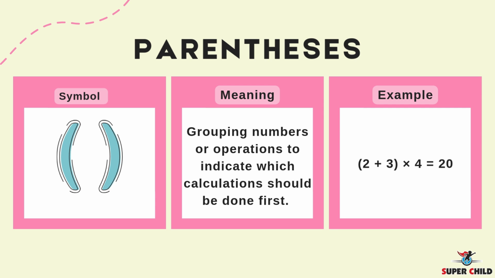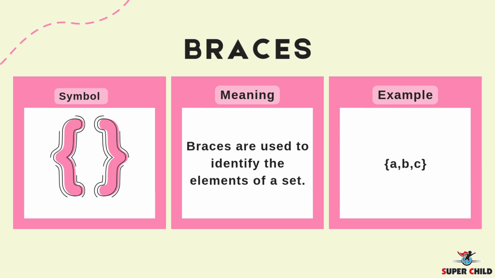Next we'll see is parenthesis. So grouping numbers or operations to indicate which calculation should be done first. For example, 2 plus 3 multiplied by 4 is equal to 20. But the bracket one we have to do first.